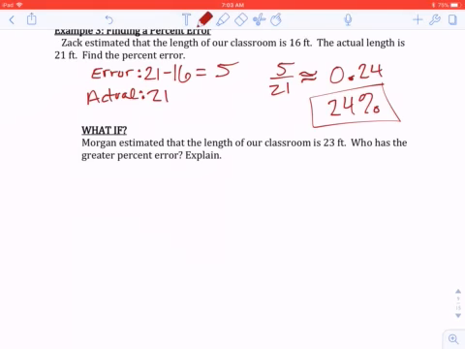So for the what if, Morgan estimated that the length of the classroom is 23 feet, so who has the greater percent error? Okay, so go ahead and calculate Morgan's, and then we'll see how they compare.